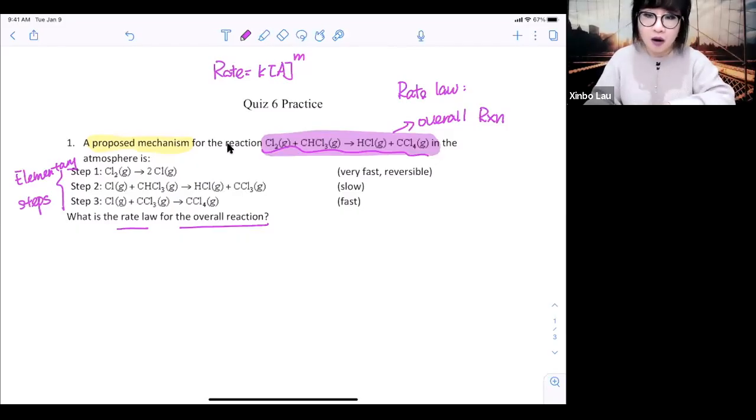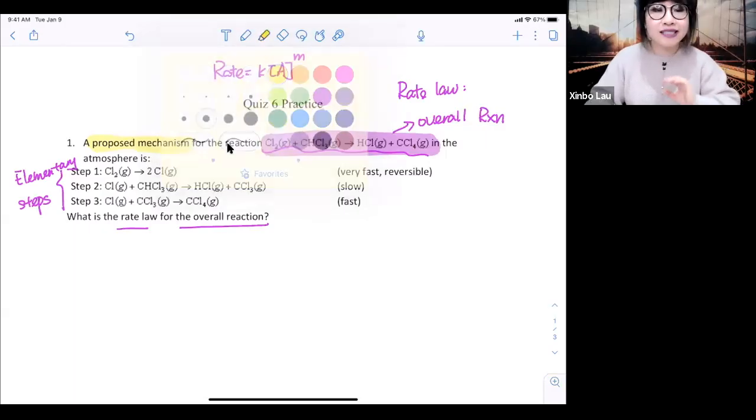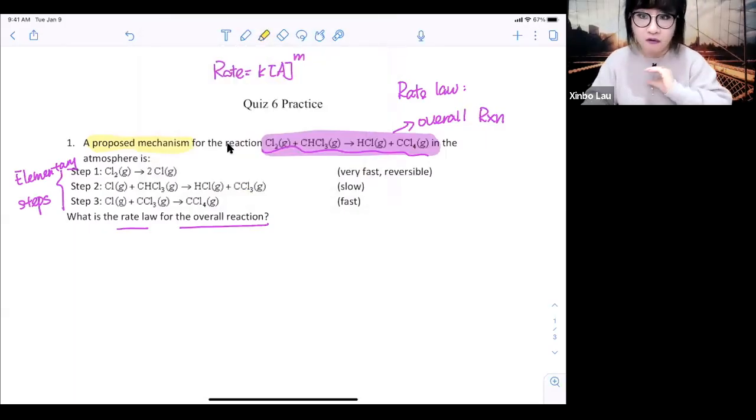Now we're trying to go by theory. In theory, based on these 3 steps, we should be able to derive it. So how are you going to derive the rate law? How is the mechanism related to the overall rate law? That will be the next question. I see people are answering my question. So how do you determine the overall rate law based on the elementary steps? What is the direct relationship?